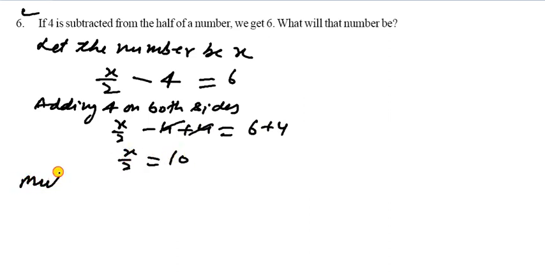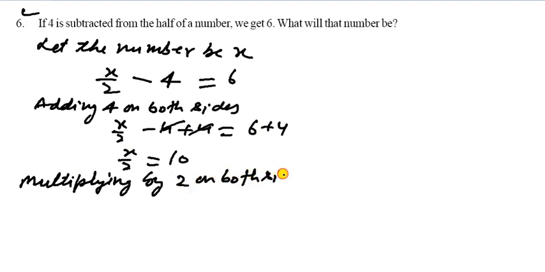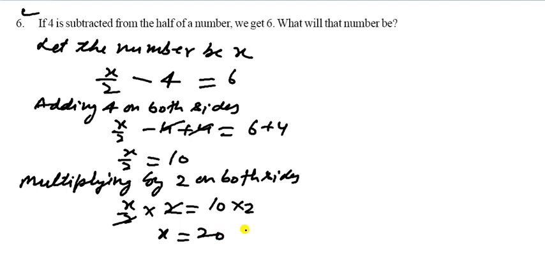Now multiplying by 2 on both sides. So x by 2 into 2 is equal to 10 into 2. So this 2 will be cancelled with this. So we get x equal to 20. So 20 is your answer. You can write here, number is equal to 20.